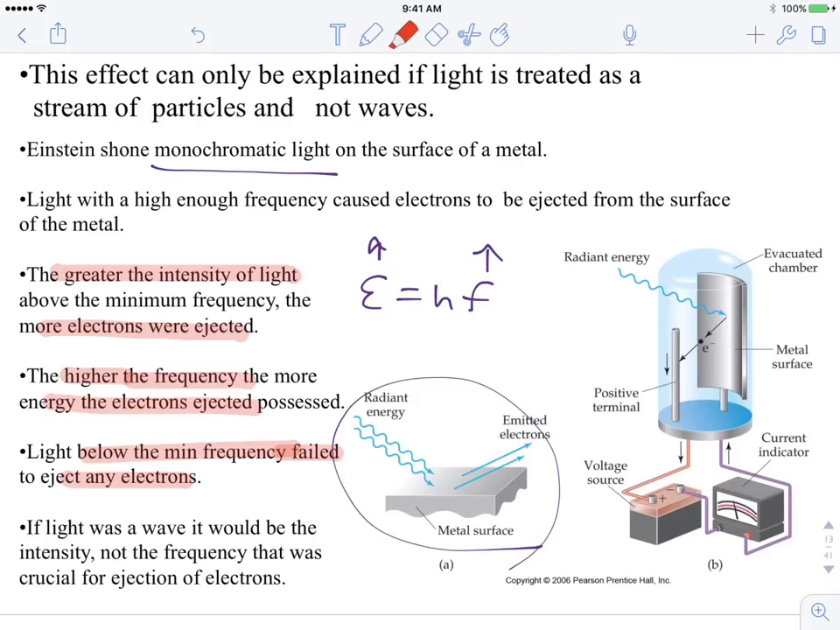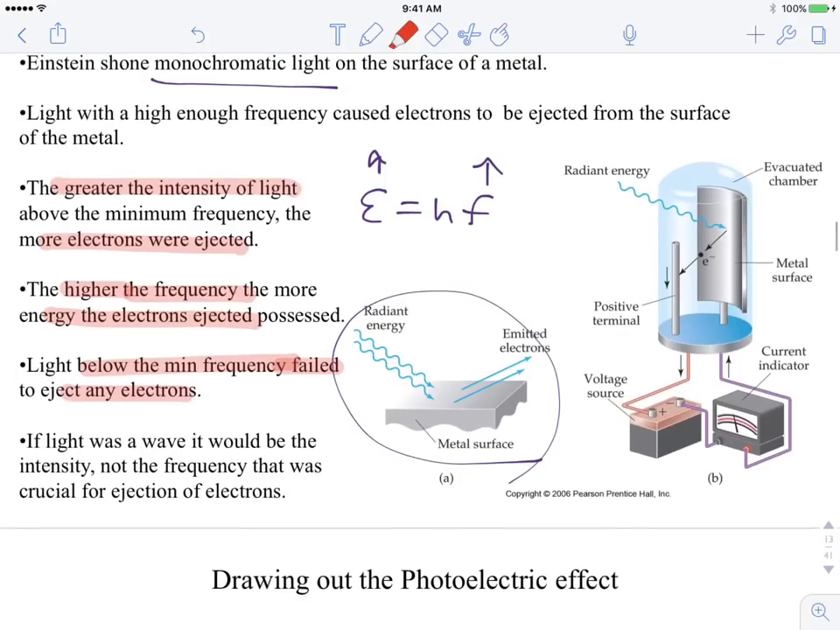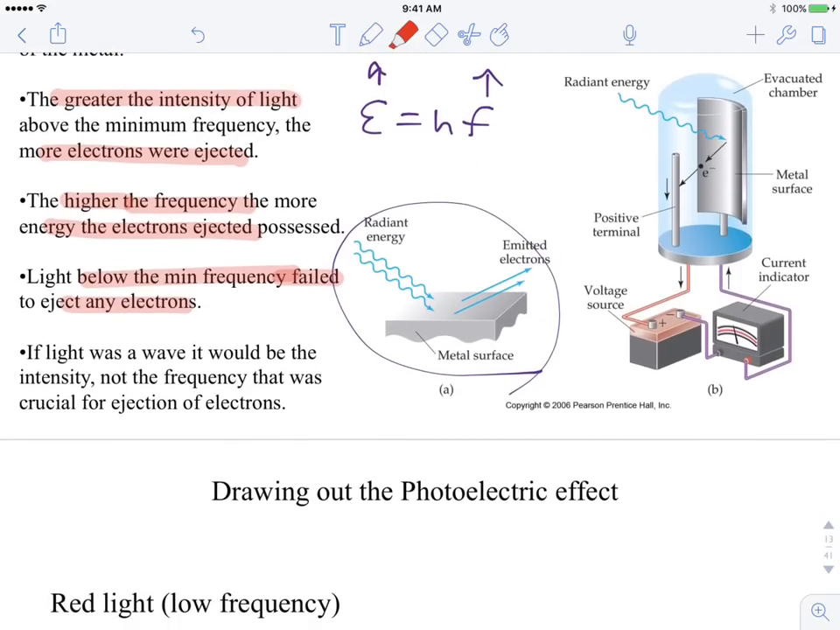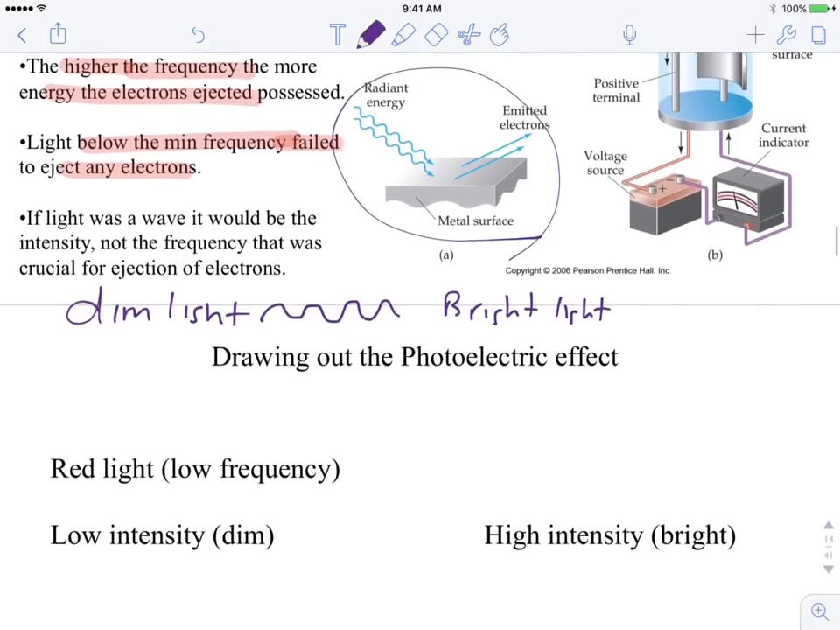And what's so interesting about this is that if light was just a wave, it would be the intensity, how bright the light was, the amplitude, not the frequency, that was really crucial. Think about it, if I had dim light here, dim light would have a very low amplitude. Bright light would have a very high amplitude.